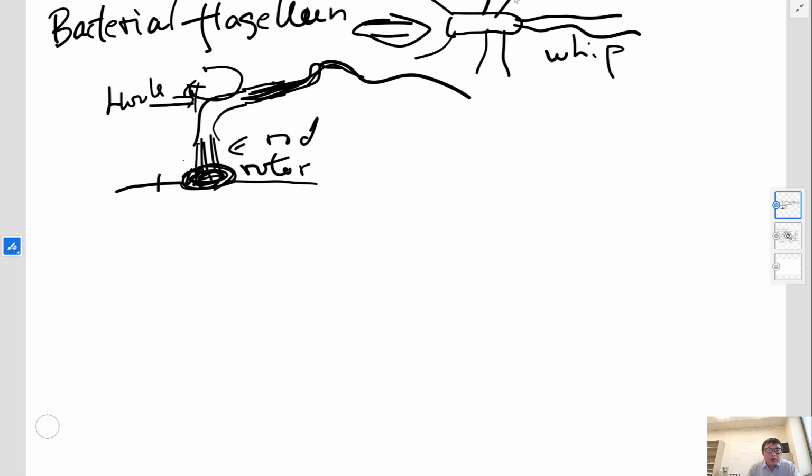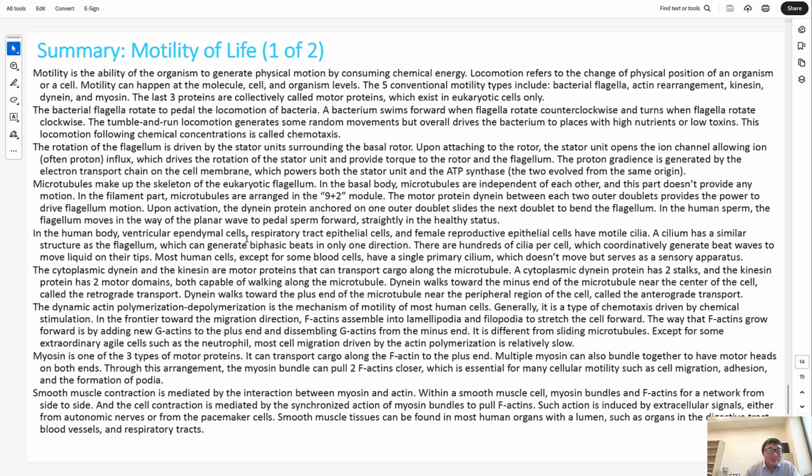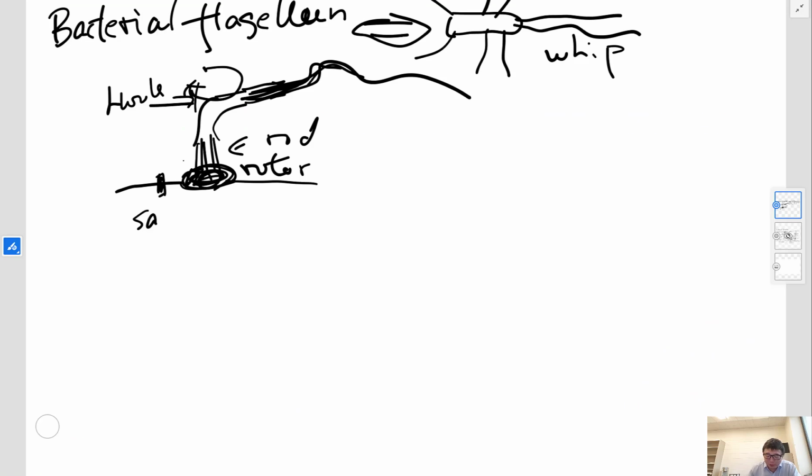What drives this? A small molecule called the, what's the name? Let me double check the name. Stator, yes. The small molecule is called the stator. There are about 10 stators surrounding the rotor of the bacterial flagellum.